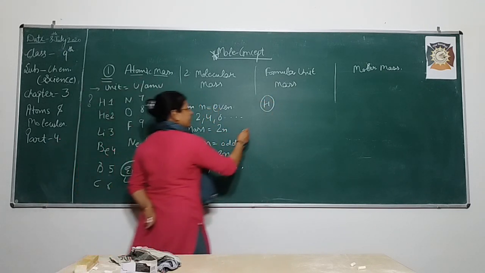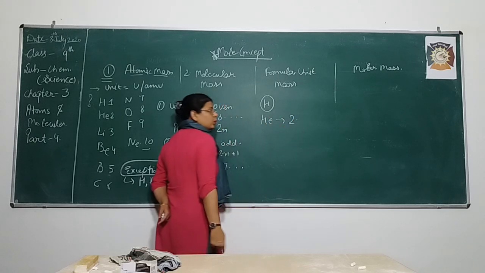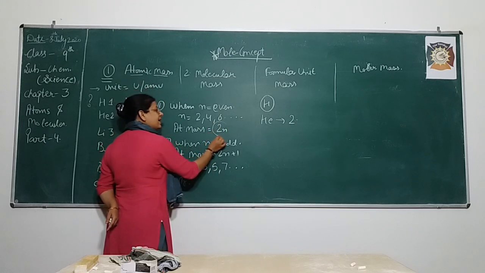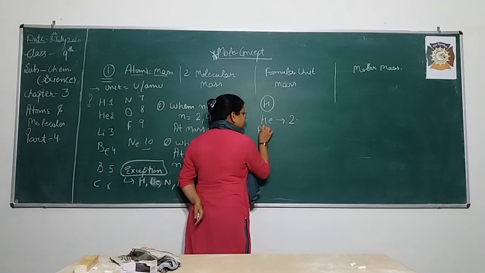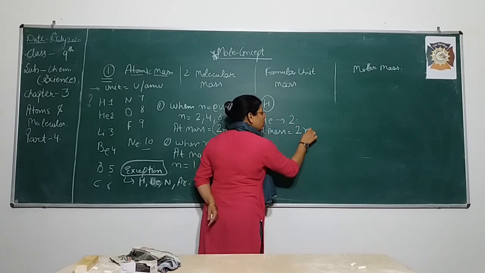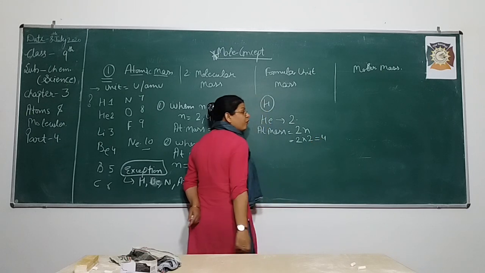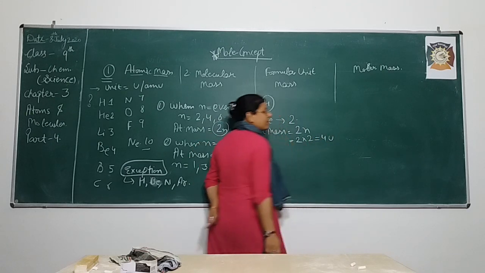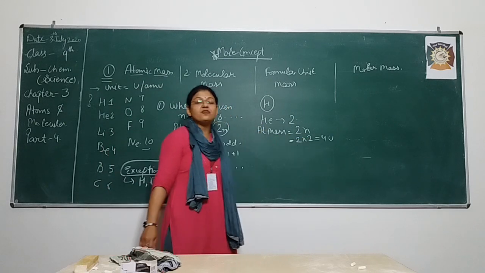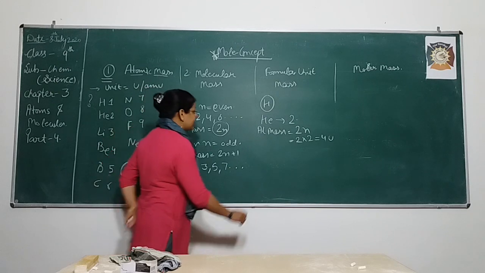The second one is helium. Atomic number 2. 2 is even or odd beta? 2 is an even number. So the formula is 2n. That means atomic mass is 2 into n and the value of n is 2. So 2 into 2, 4, and the unit of atomic mass is U. So helium atomic mass is 4 units. Very good.